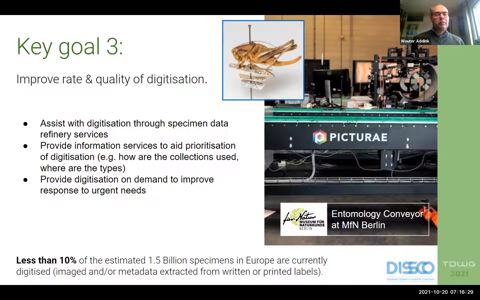We want to provide information services to aid the prioritization of digitization, which needs, for instance, information on how the collections are used, which collections are often used in loans and visits, where the types are, etc. And we want to provide digitization on demand to improve responses to urgent scientific needs. For instance, where there is a situation that there is a new virus like the COVID-19 virus that needs urgent access to part of the collections. Currently, less than 10% of the estimated 1.5 billion specimens is digitized. So there is a lot to do here.